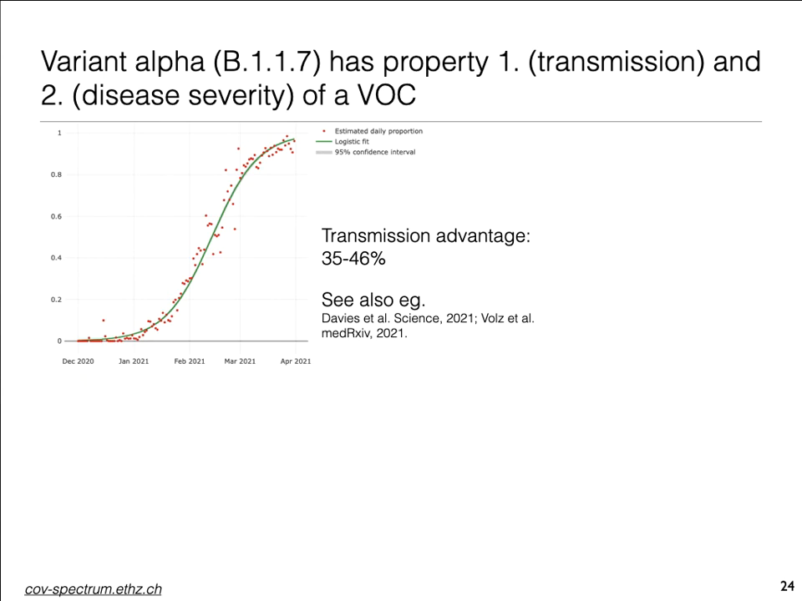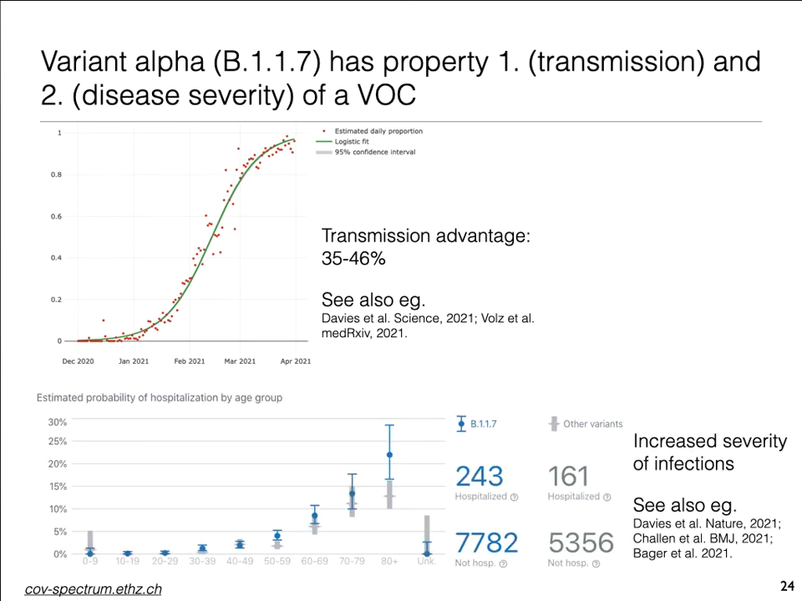And based on this increase in frequency, we can calculate back the transmission advantage, which we estimate at about 35 to 46%, which is also suggested in that ballpark by a number of other studies. So B117 is a variant of concern because of property 1, a higher transmission compared to the co-circulating strains.